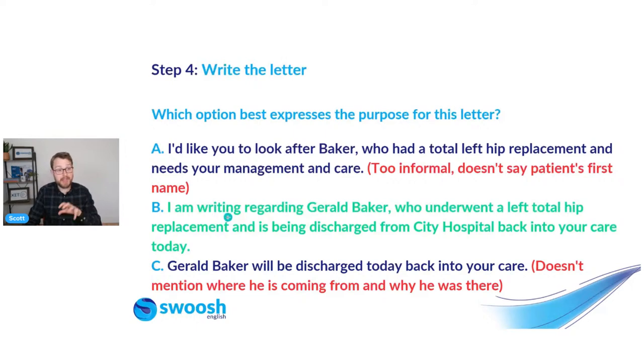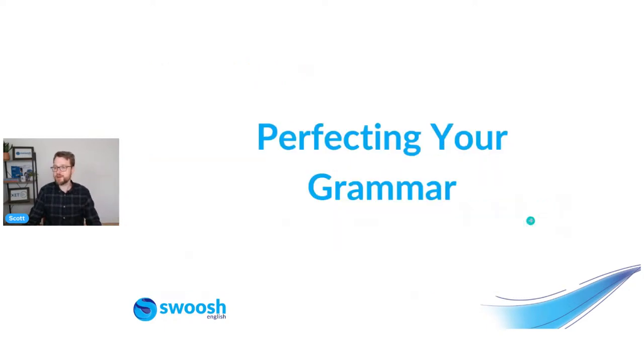One, it's got a great tone. So in terms of genre and style, it would score pretty highly. I am writing regarding Gerald Baker, who underwent a left total hip replacement and is being discharged from City Hospital back into your care today. So all the key information that I need is there. It's written in a clinical style that's factual and informational. And also, it's very clear what I have to do next about this person. So it scores very, very highly as a whole. AKA, the purpose is immediately apparent in this subsection. So if you wrote something like this, you're doing quite well.